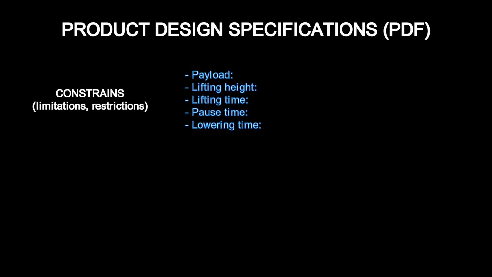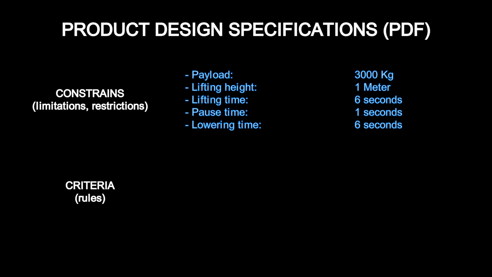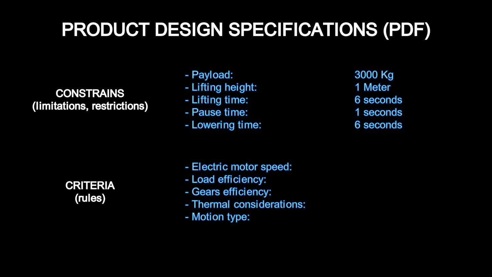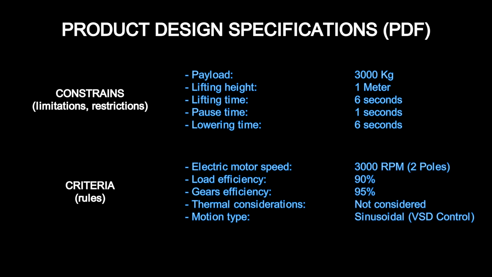Lifting height 1 meter. Lifting, pause and lowering times, 6, 1 and 6 seconds. Criteria: electric motor speed, 3000 RPM. Load and gears efficiency, 90 and 95%. Thermal considerations, not considered. Motion type, sinusoidal, variable speed drive control.